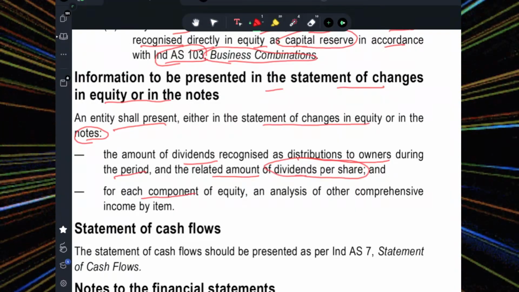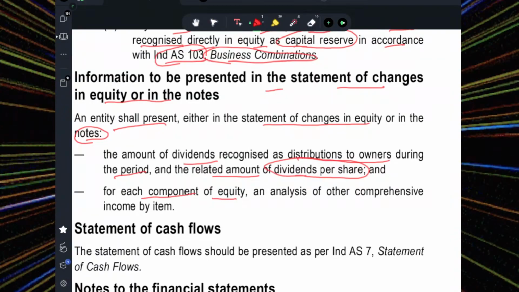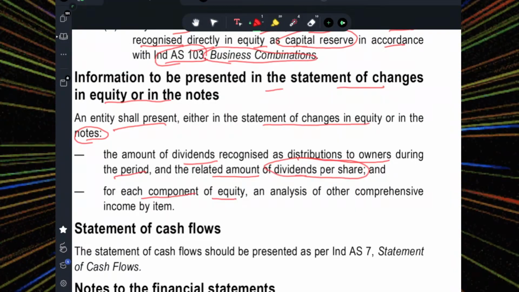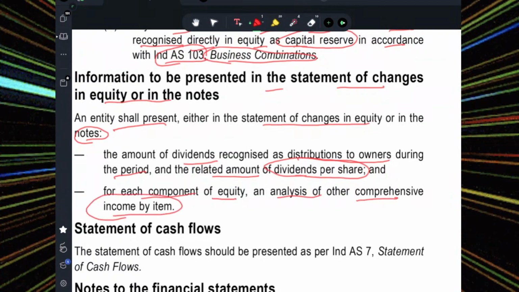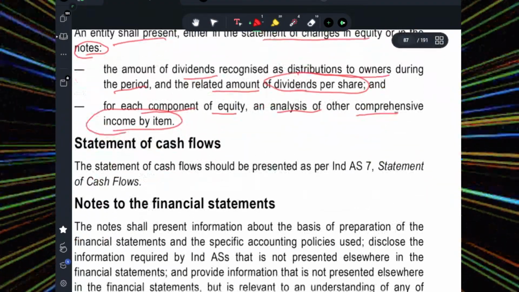And each component of equity can be given in the statement of changes in equity. If not, they can state it in the notes. No problem if they state it anywhere, but it should be disclosed. For each component of equity, an analysis of other comprehensive income by item is to be stated, whether in the notes or in the statement of changes in equity. Statement of cash flow.